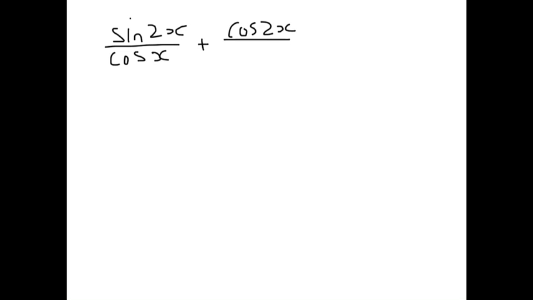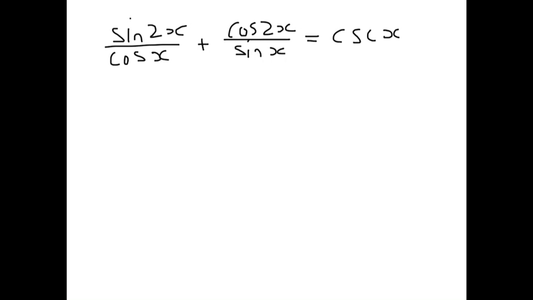Alright, now I'm going to prove that sine 2x over cosine x plus cosine 2x over sine x is equal to cosecant x. And that looks like a little bit of a mouthful, but we can do it. I hope. No, we can do it.